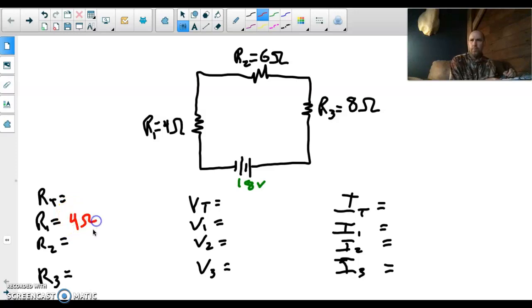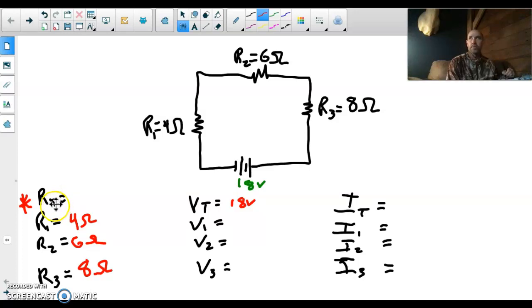So I'm going to put down in here what I know already. Here's a 4 ohm resistor, here's a 6 ohm resistor, and an 8 ohm resistor. I also know there's an 18 volt battery. Okay? Everything else we need to find. The first thing you do in breaking down a series circuit is to find out what the total resistance is.